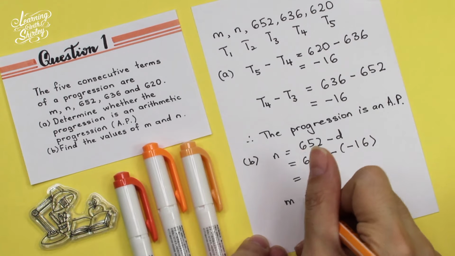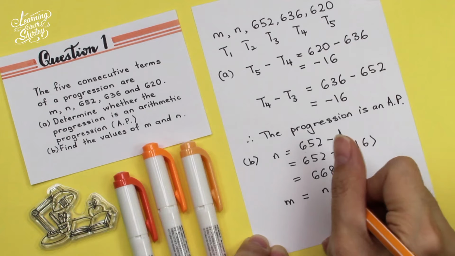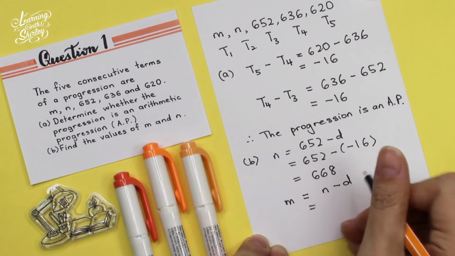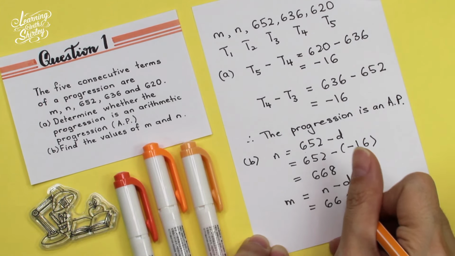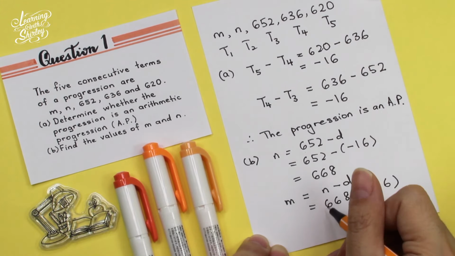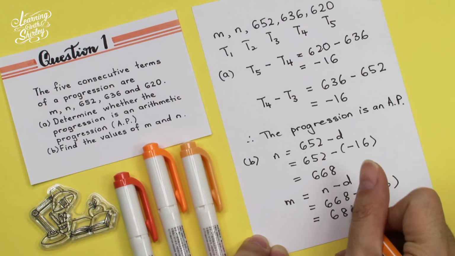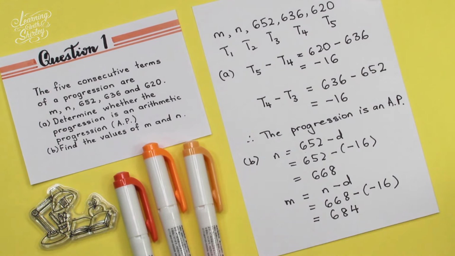To find m, we're going to use n minus d. So n minus d. So n that we gotten just now, 668, minus d. So it will be 668 plus 16. So equals 684. So this is the answer.